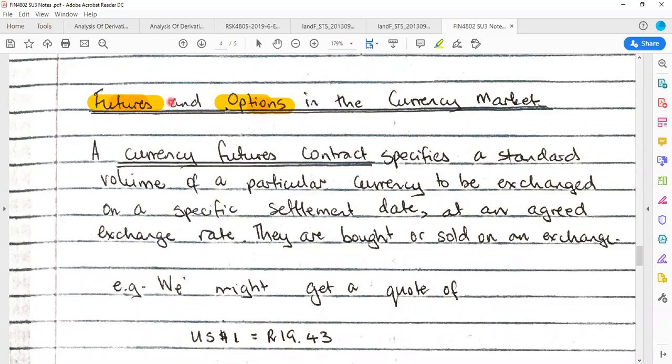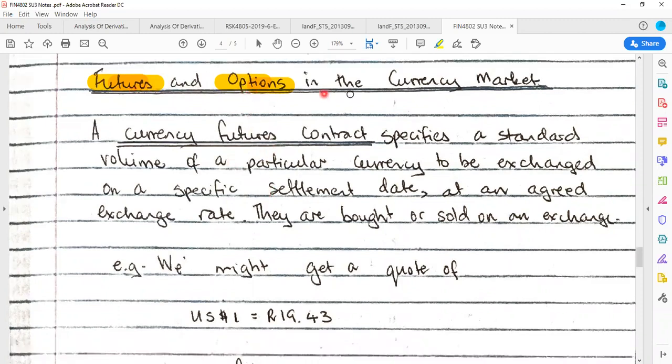So futures and options. This is where calculations really start in this module, and you'll find that a lot of the assignment questions are on this, so we'll be able to answer those questions. So you need to know about futures and options in the currency market, right?